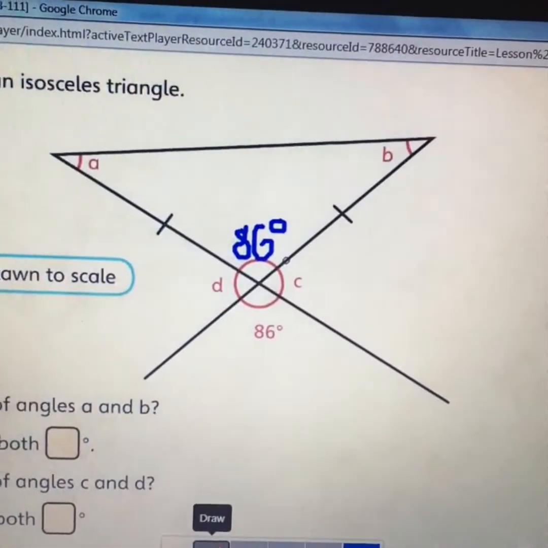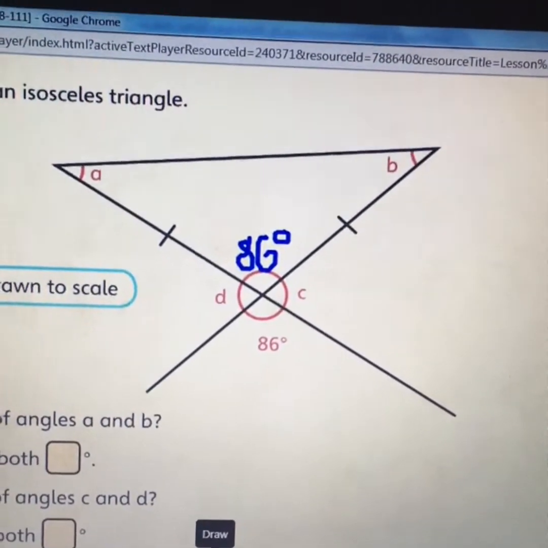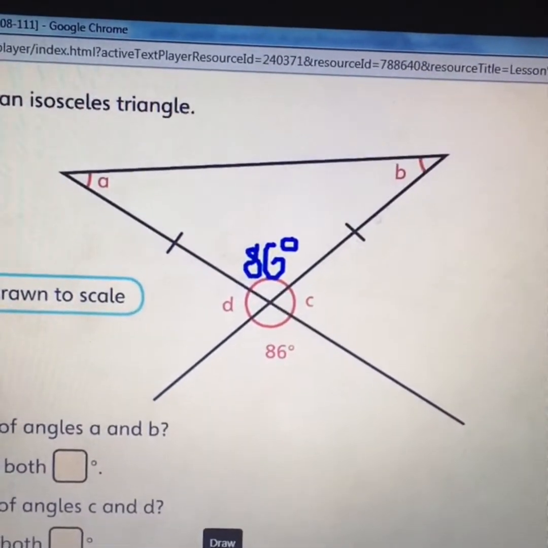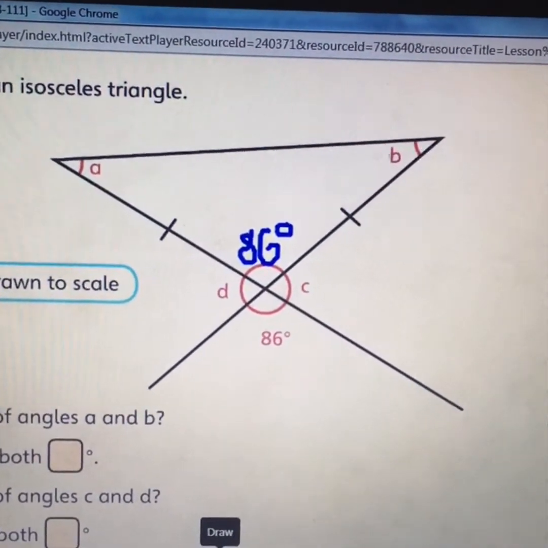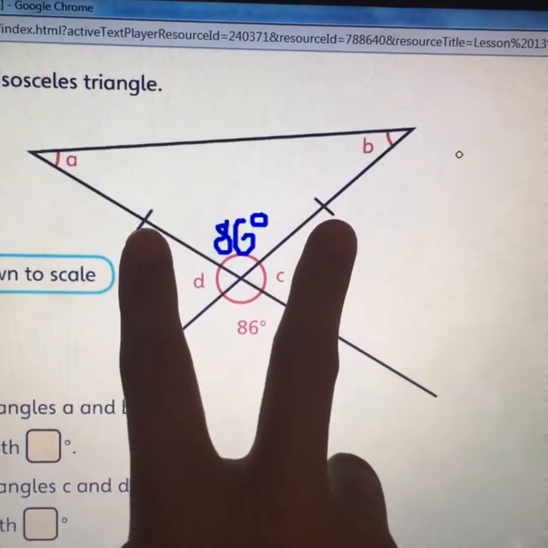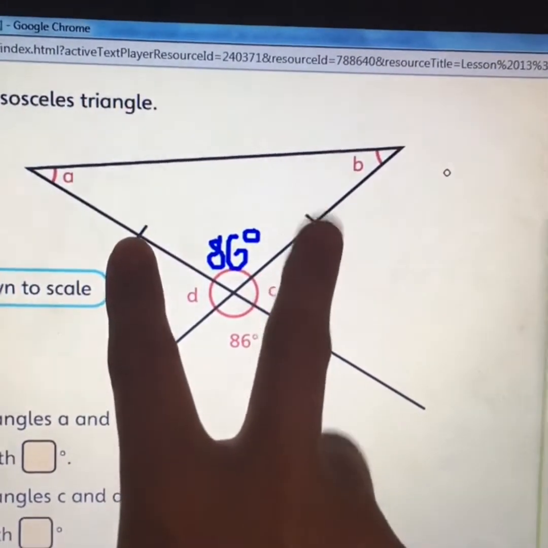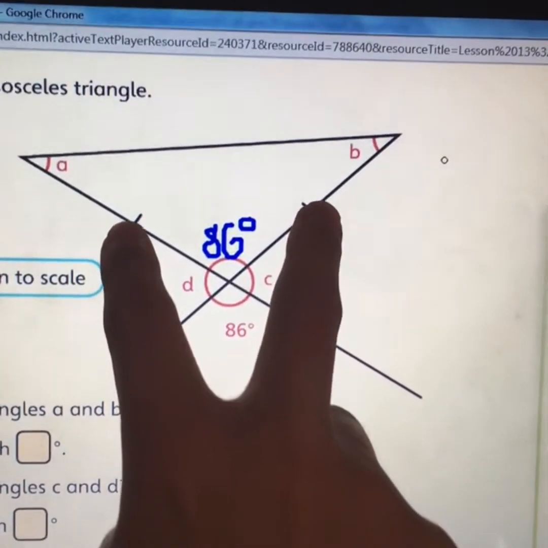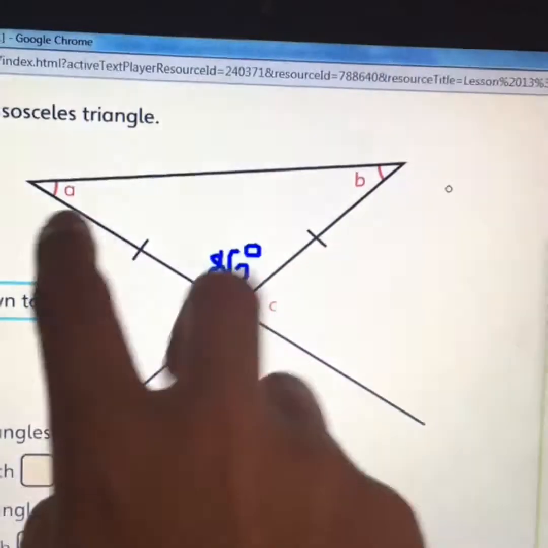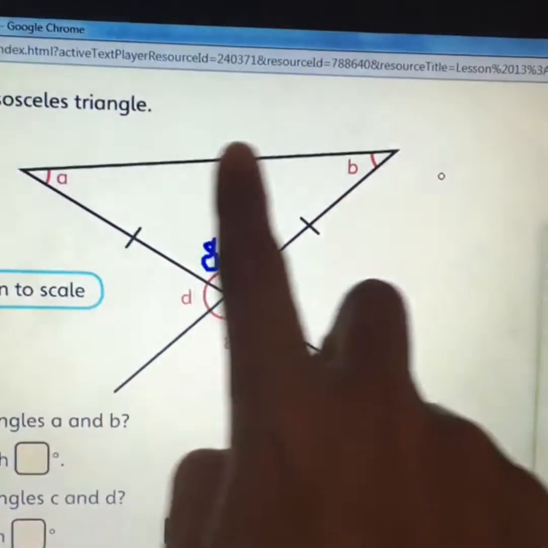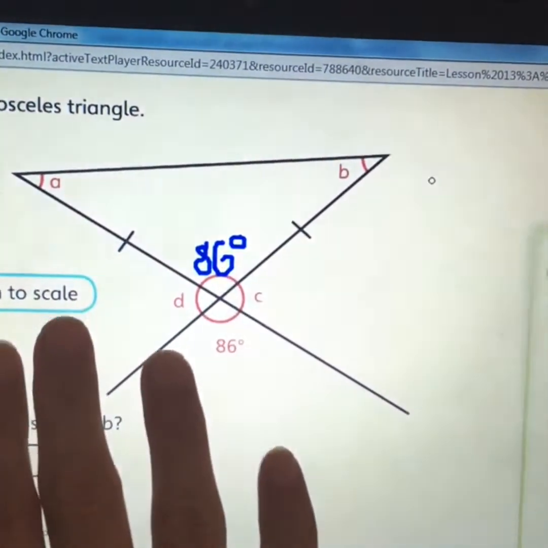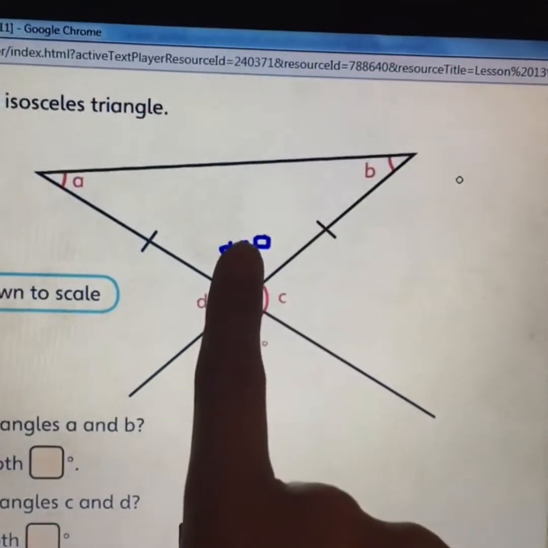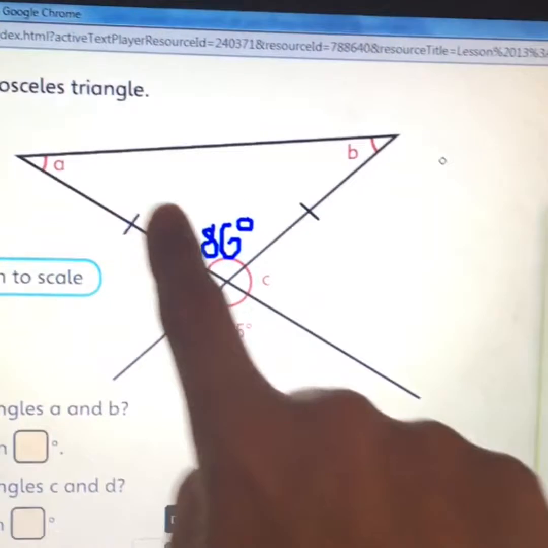Okay then, answer time. So first things first, gather the facts. What do you know? Well, I know that this is the isosceles triangle here. These two lines here tell me that this length and this length are equal. So that then tells me that this angle and this angle are equal. So I know that A and B are both the same. And I know that this and this and this is going to be 180 degrees because it's a triangle.